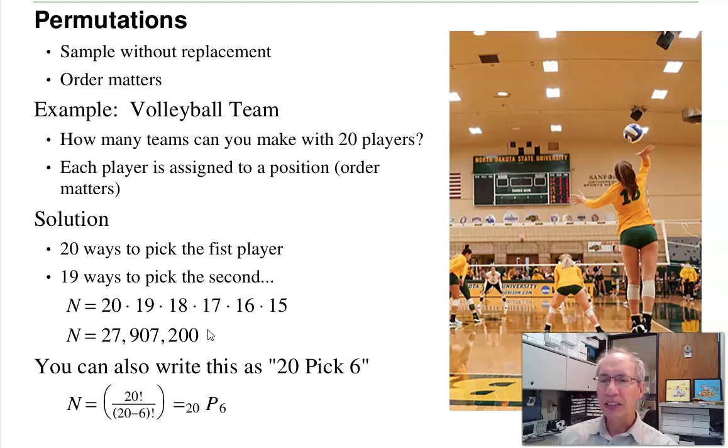Now that is written as 20 pick 6, or 20 P 6, or 20 factorial over 20 minus 6 factorial. The way that works, 20 factorial is all numbers from 20 down to 1 multiplied together. 20 minus 6 is 14, so that's 14 times 13 times 12, and so on. When I divide, all the terms from 14 on down to 1 cancel, and I'm left with the numbers that are different, 20 to 15. So that's another way to write 20 pick 6.